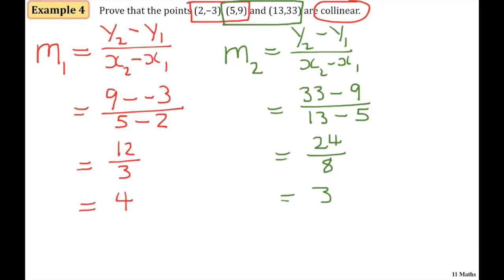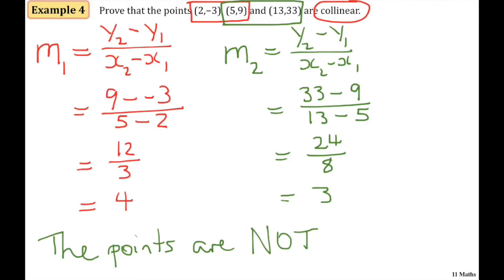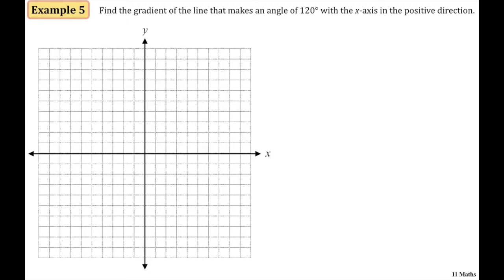Would you look at that? The two gradients are different answers, which means the points are not collinear. And that's a mistake from quite a while ago, because I meant to give an example where the points were collinear, but you can't prove these points are collinear because they are not. They're not collinear. Let's have a look at example number 5.